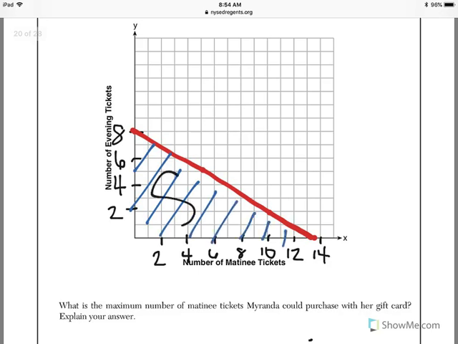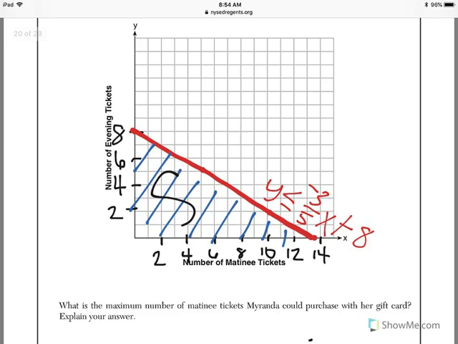So this is our solution set. We're going to want to label the line with our inequality, which is y is less than or equal to negative 3/5 x plus 8. And that's all we have to do for our graph. Now we're going to answer a question about it.